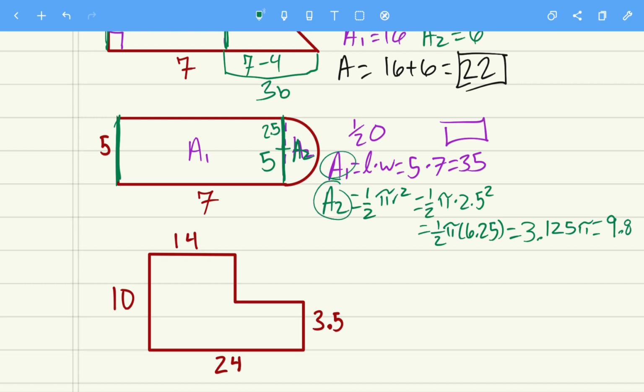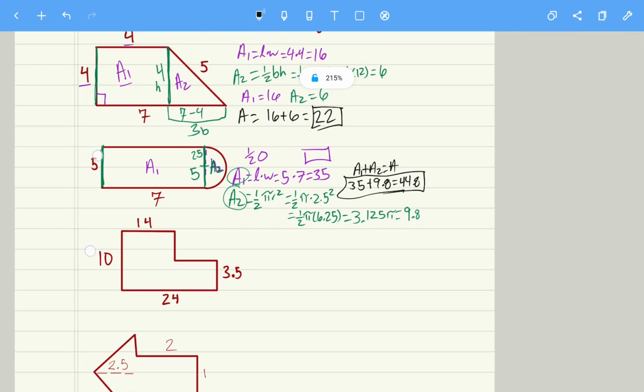We have area 2 and area 1, so we can add those together. So we get 35 plus 9.8, which is 44.8 units squared. And that is the area of our shape.